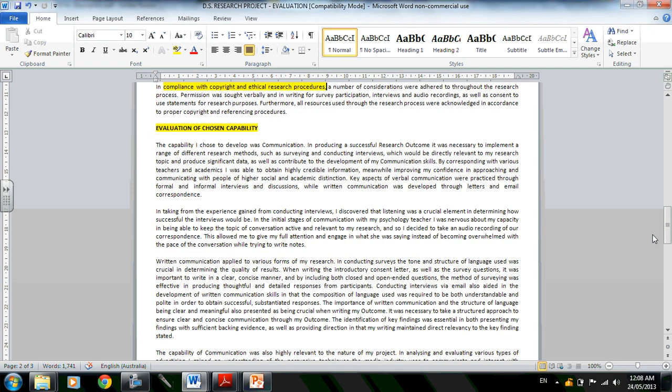Now, when you evaluate your capability, you have to see how this capability works for you. She chose to develop communication. She developed her communication skills accordingly. She was able to find credible information. Meanwhile, she was able to write better. She gained confidence by conducting interviews. She became more assertive, active, relevant to the research, but she was able also to engage in what was being said and listen.